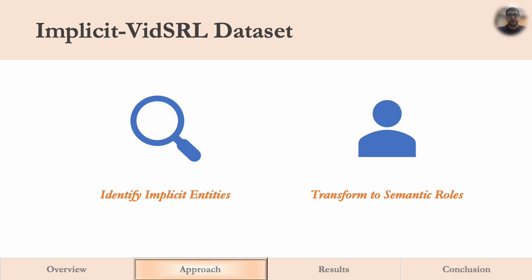To test the current ability of models, we develop a simple annotation scheme. That is, we first identify all the implicit entities or unstated mentions in a cooking recipe. Later, we convert these multi-step instructions into simpler semantic roles.